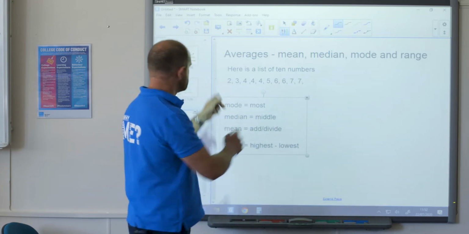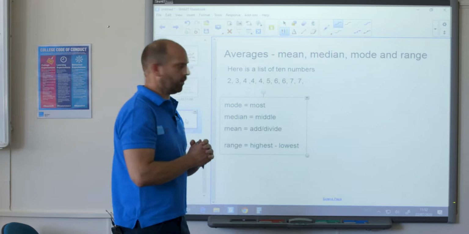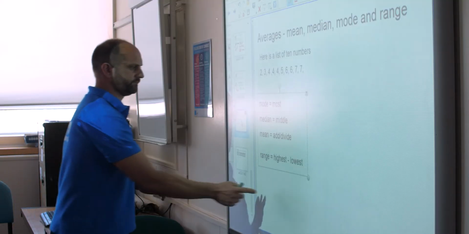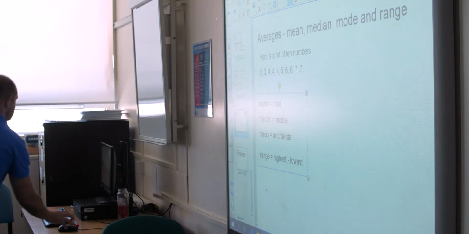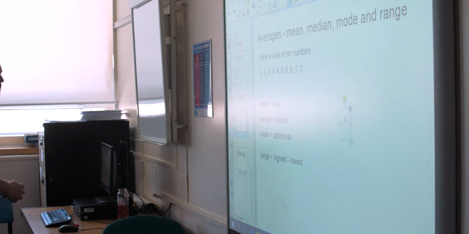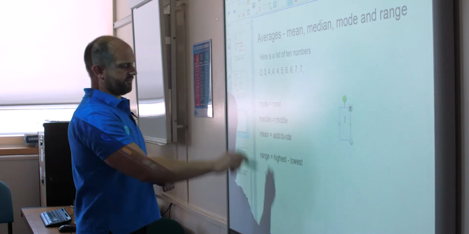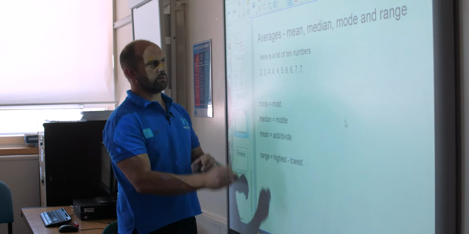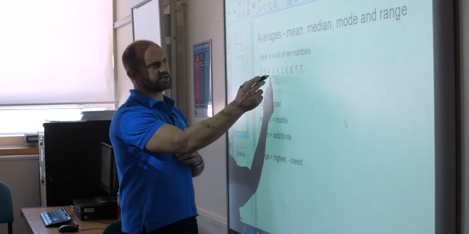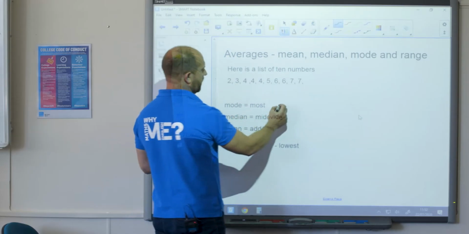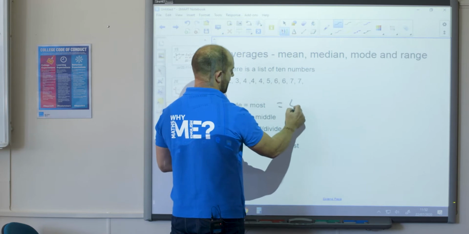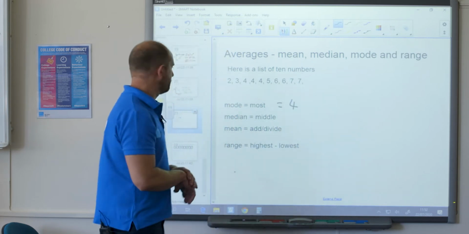Okay, now in this particular list of numbers, they are already in order for us. So looking at this then, which value do we see the most? In this case then, we've got 1, 2, 3 4s. So the mode here then is 4.